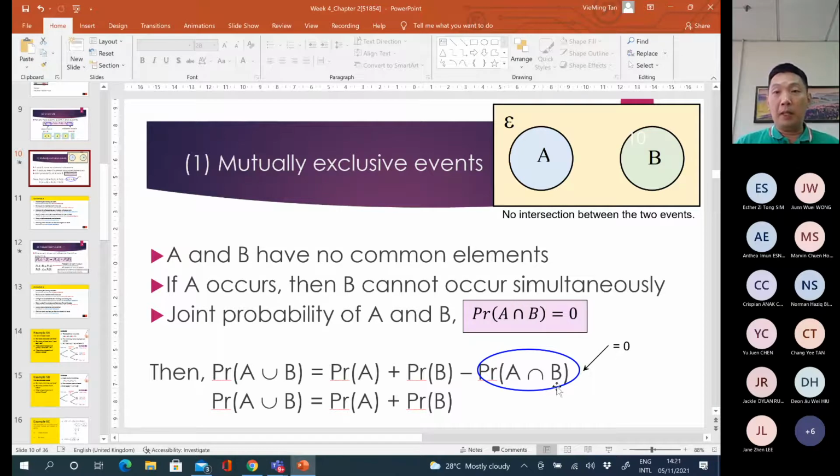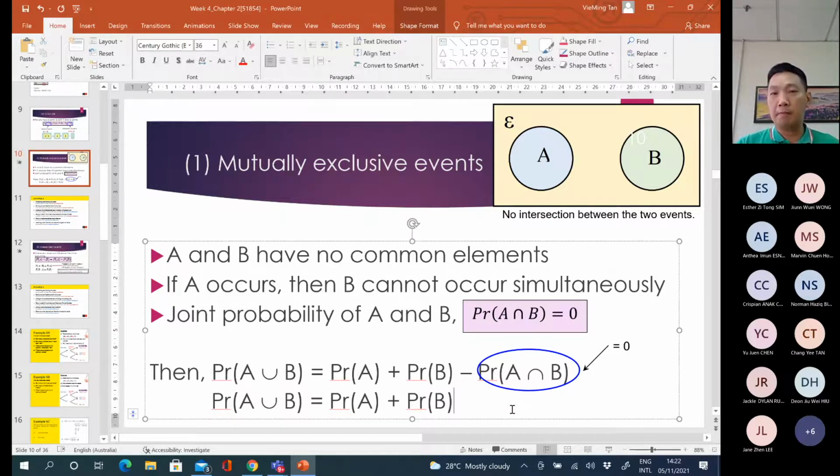But bear in mind, probability A intersect B is always equal to 0 only when A and B are mutually exclusive. Okay, I stop for a while. Any question on this? Especially this part. So this one will be equal to 0 for mutually exclusive. So in short, A union B will be equal to A plus B only for the mutually exclusive question.